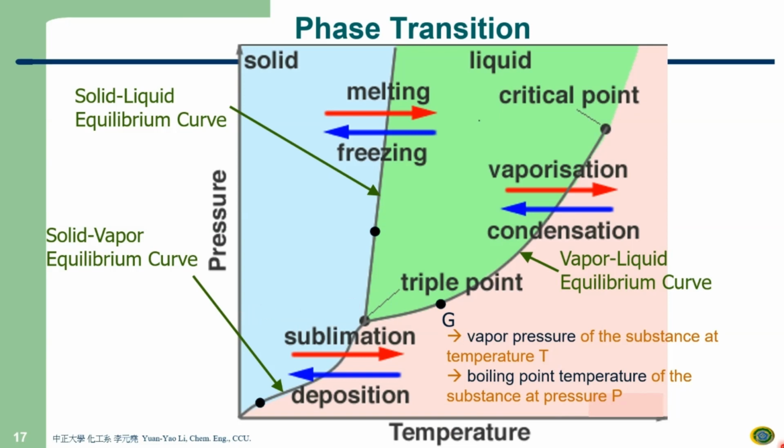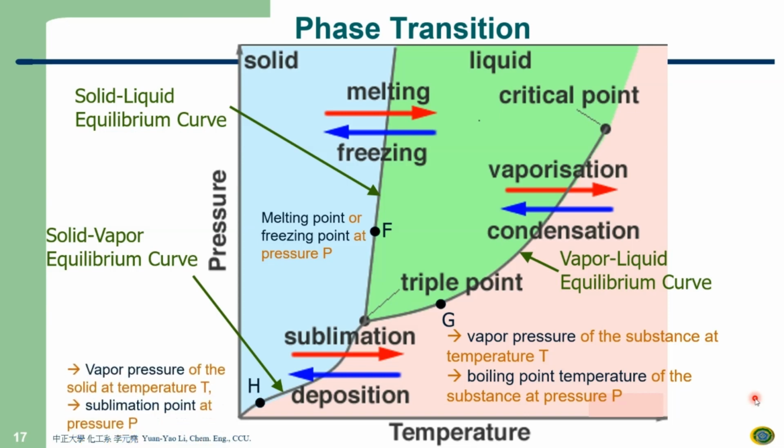And another point like F here, this is the melting point, or freezing point, depending, right? At the pressure P. So you just describe the temperature using pressure. Or you can address the pressure by temperature. Okay? Again, H, the same thing. So I just want to tell you how to describe the situation in this phase diagram.